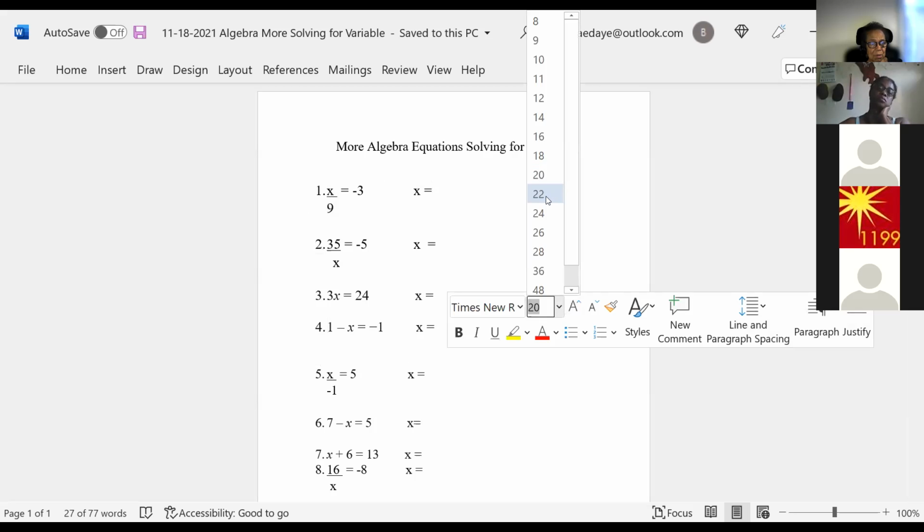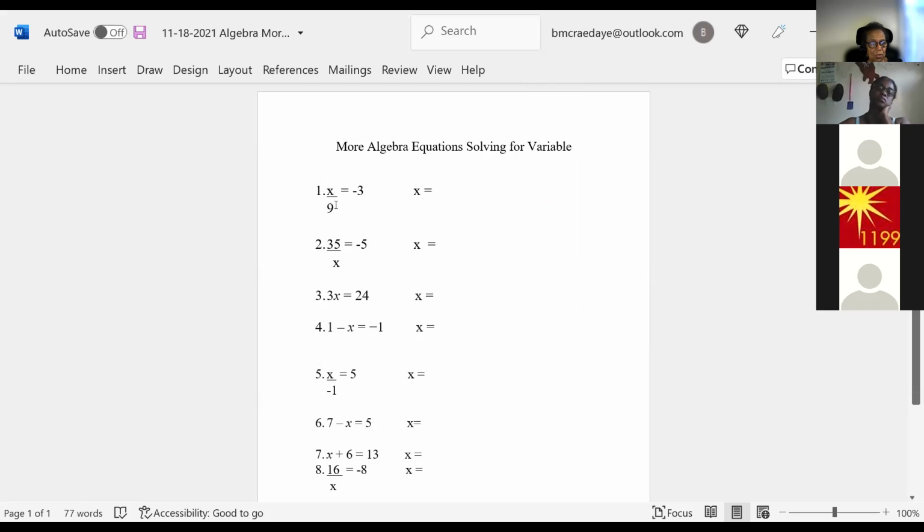I'll make it bigger. Okay. You see x over 9 equal to minus 3. All right. 3.5. You have 35 over x is equal to minus 5. 3x equal 24. 1 minus x equal minus 1.